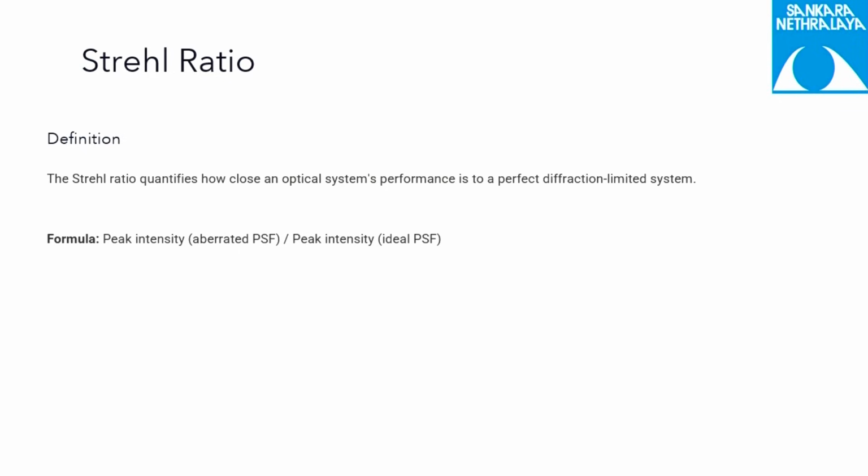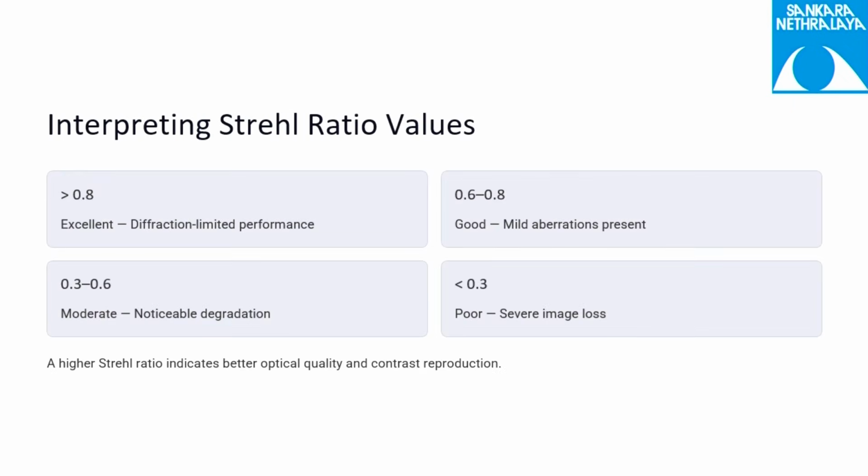And lastly, we talk about Strehl's ratio. Strehl's ratio is quantifying how close an optical system's performance is to ideal. It is basically a ratio of the peak intensity of the aberrated PSF to the ideal PSF. It has various values. A Strehl's ratio of more than 0.8 signifies excellent performance, whereas less than 0.3 signifies poor performance. A higher ratio invariably indicates a better optical quality and contrast reproduction.